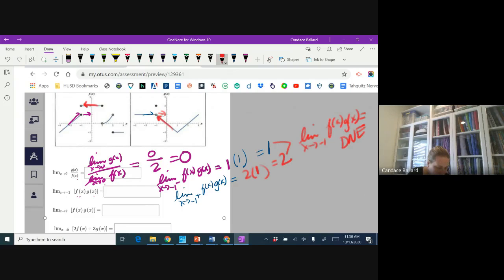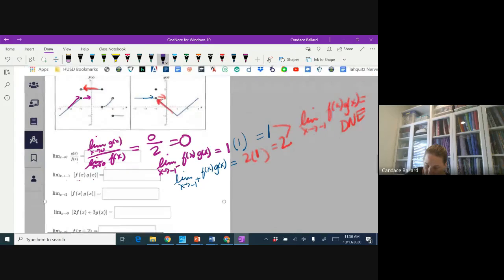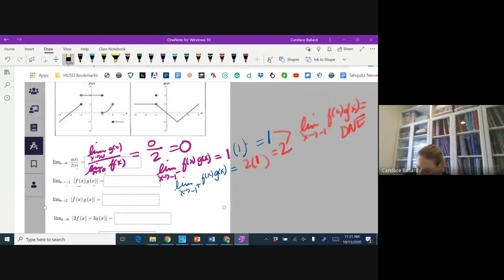All right, let's look at something similar for 2. I'm going to erase my scribbles and do my work out here. I had purple, let's do purple. So we've got the limit as x approaches 2 from the left of f of x times g of x. From the left, f looks like it's 1, and g from the left looks like it's 0. So I'm going to be 0.